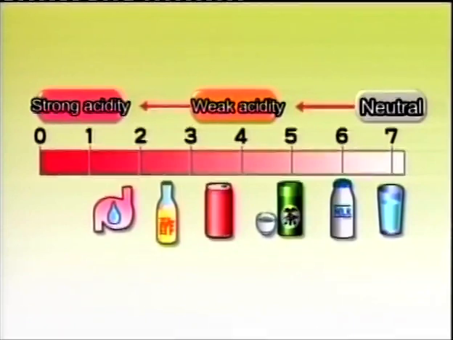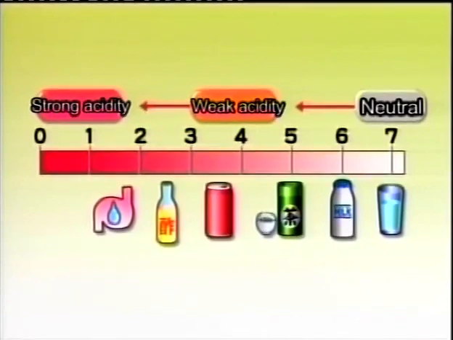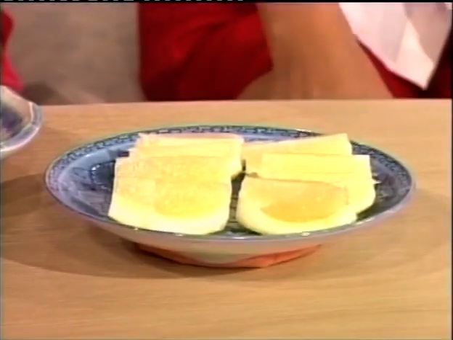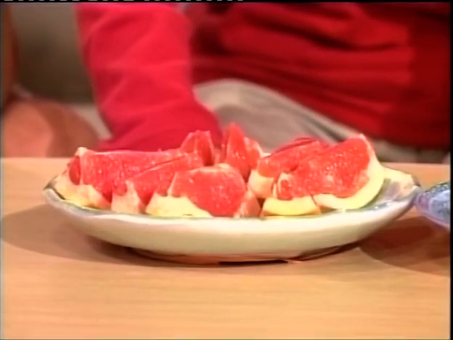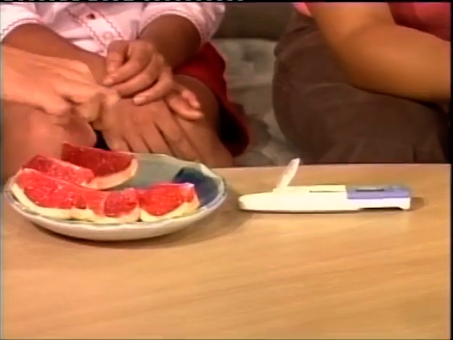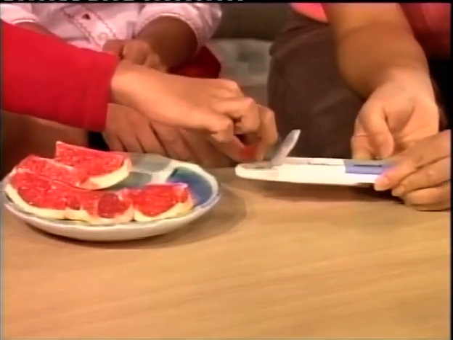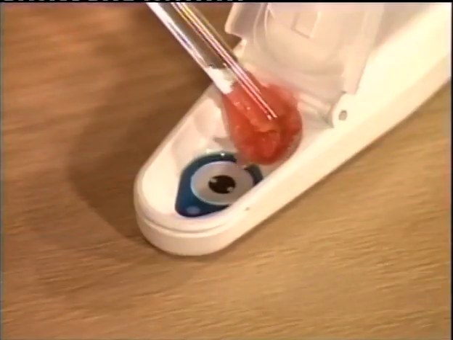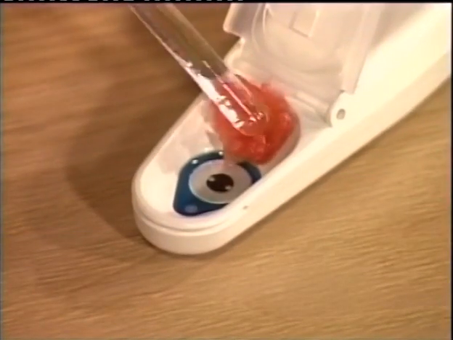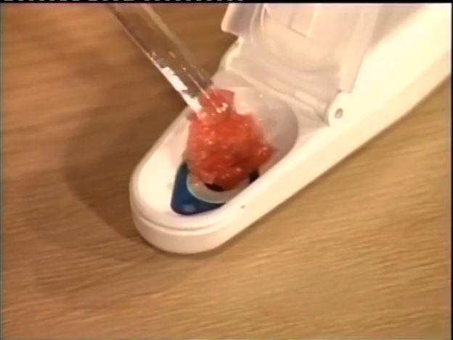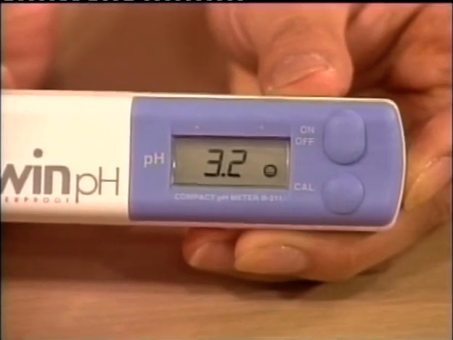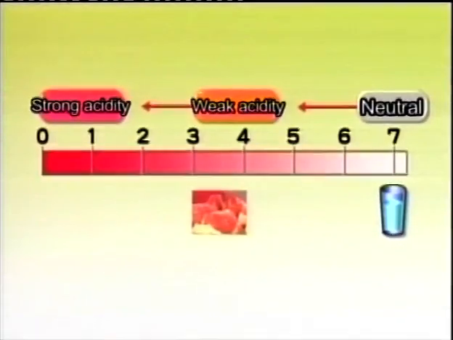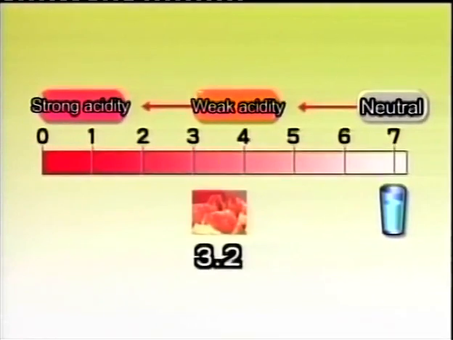Some common things are listed here. Now let's check the pH of food with a sour taste: lemon, prickly plum, and grapefruit. We check the pH with a pH meter. First, we will check a grapefruit. The spot used in measuring is the rounded portion at the end of the device. We will measure it by placing a sufficient amount of juice there. Its pH is 3.2. A grapefruit is located here on the pH scale.